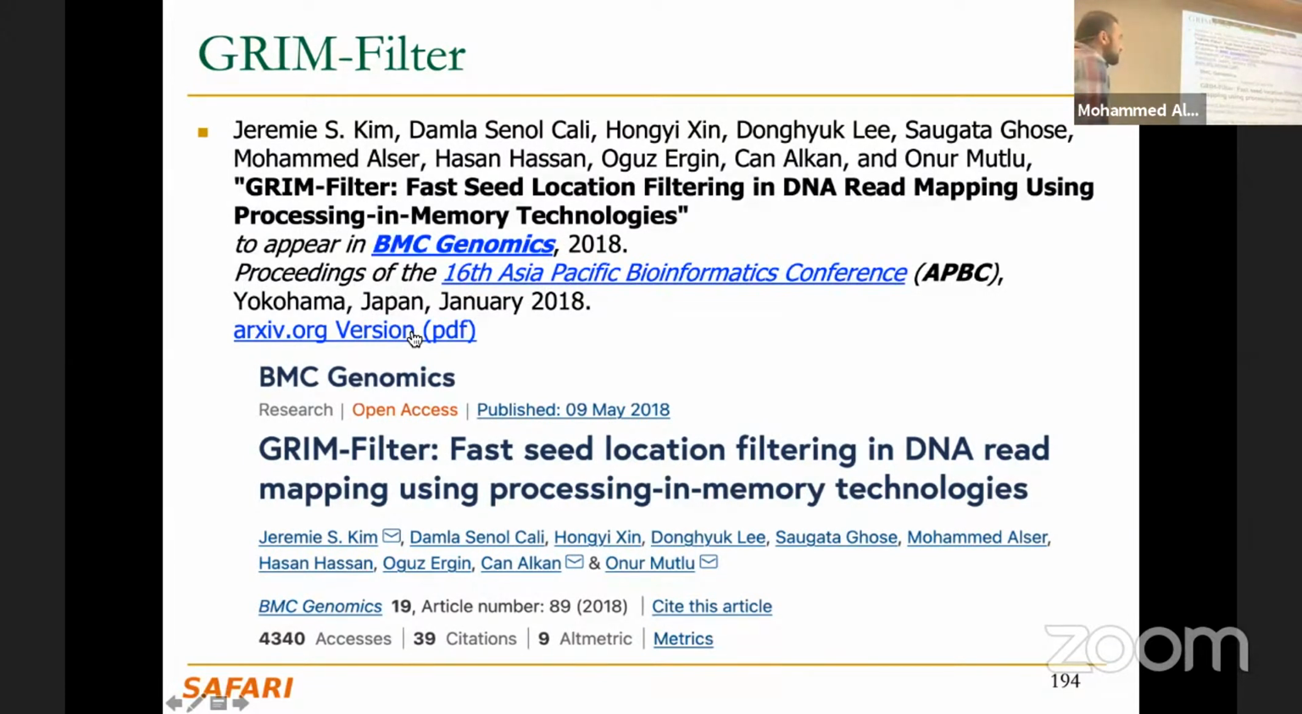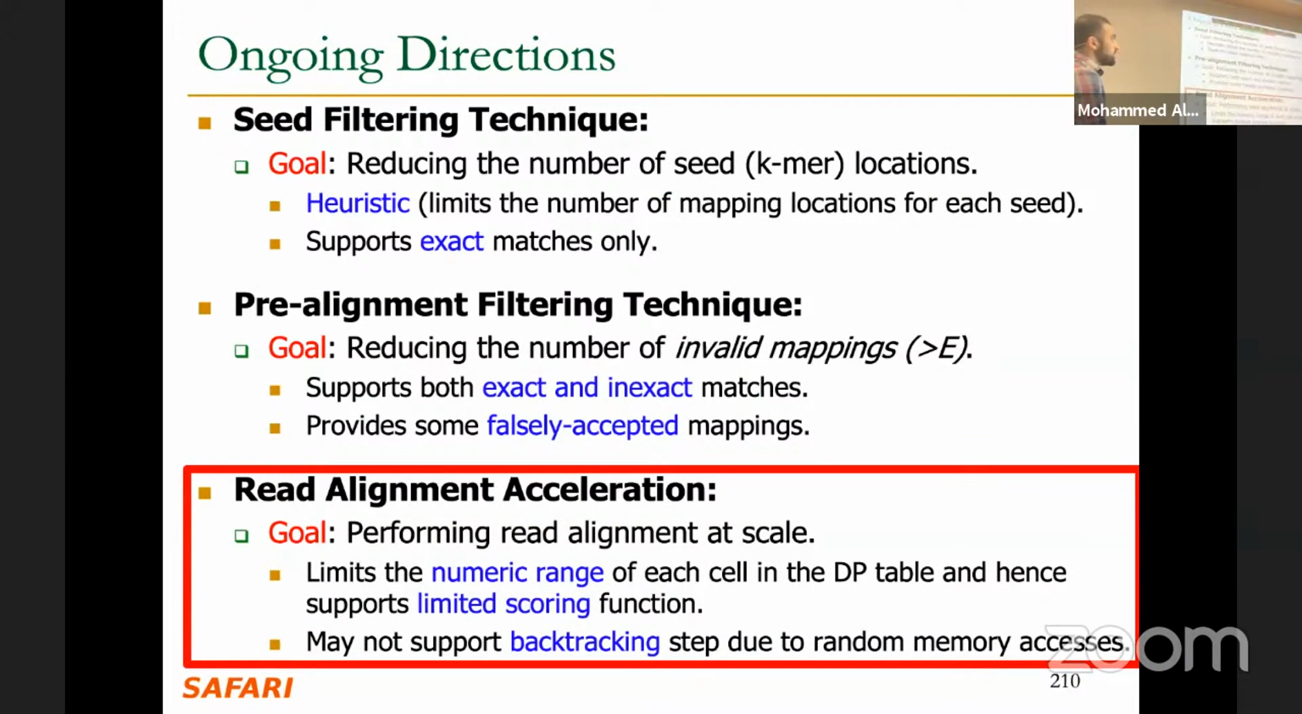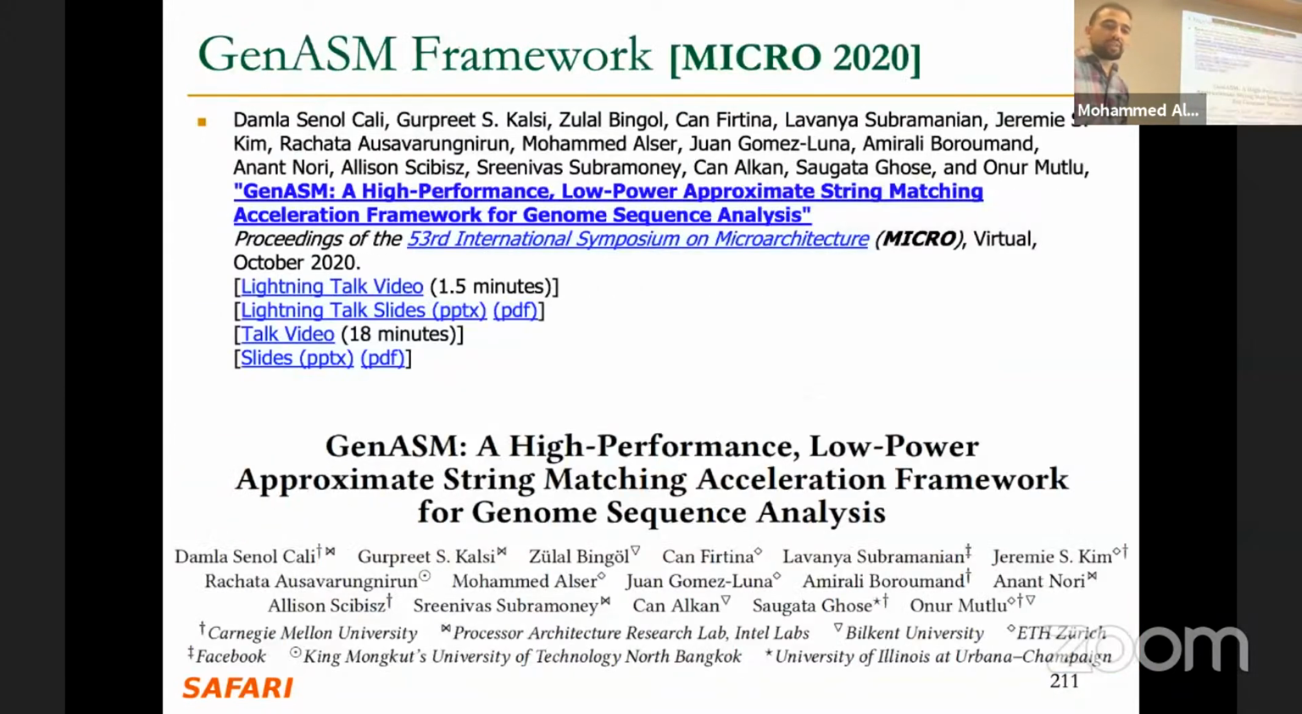Yeah. So this work is a Grim filter, another filter for processing in memory. I'm going to skip that and jump to the processing near memory for sequence alignment. This is the last work that I'm going to present for today, and it's covering read alignment or sequence alignment processing. Please let me know if you don't see the shared slides. I'm moving the slide now.